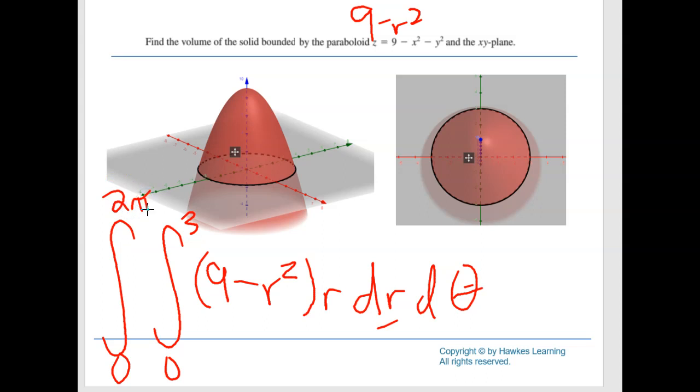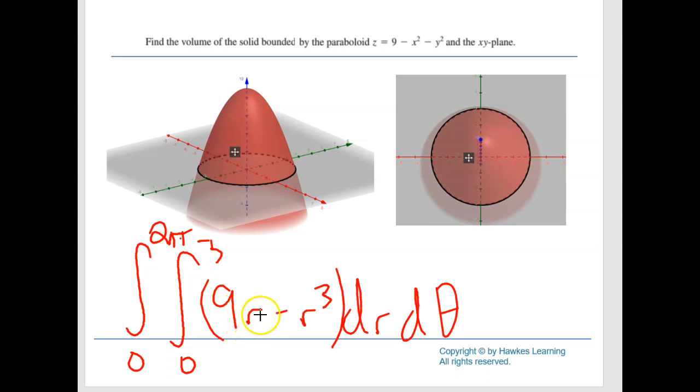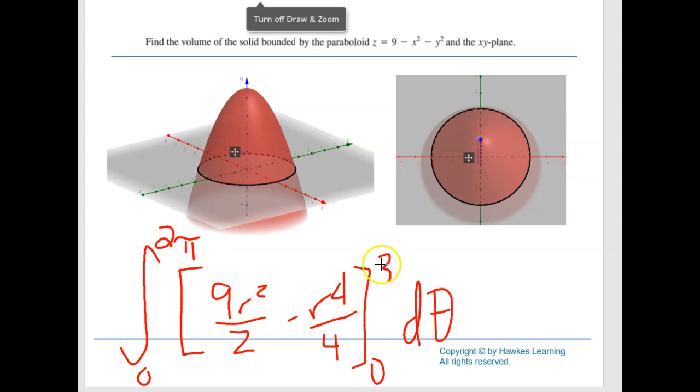And that becomes a much nicer integral to do. Much, much nicer. I distribute the r through and get 9r minus r cubed. The antiderivative of 9r is 9r squared over 2, and this is going to be r to the 4th over 4. Then I plug in a 3 for both of these. I get 9 r squared with r equal to 3, so that's 9 times 9, which is 81 halves, minus r to the 4th, which is 3 to the 4th, 81 fourths. So 81 halves minus 81 fourths is 81 fourths.